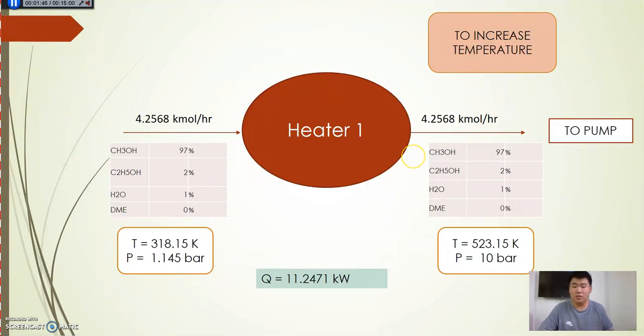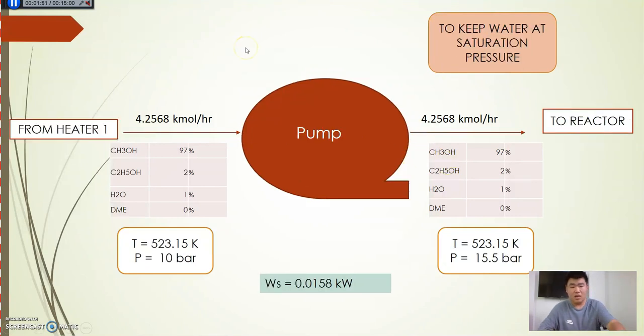The Q is 11.2471 kilowatt. And for the pump, the input from the heater is 4.2568 kilomole per hour, the temperature is 523.15 Kelvin, and the pressure is 10 bar. For the output, the flow rate is 4.2568 kilomole per hour, the temperature is 523.15 Kelvin, and the pressure is 15.5 bar, and the work is 0.0158 kilowatts.